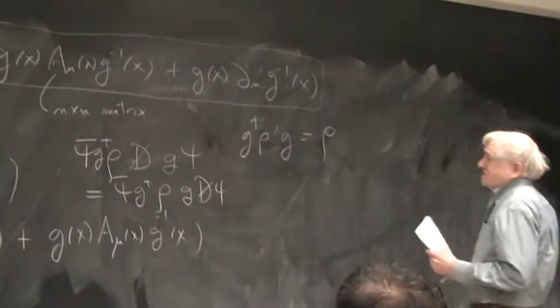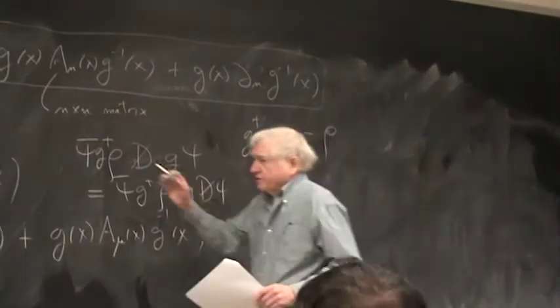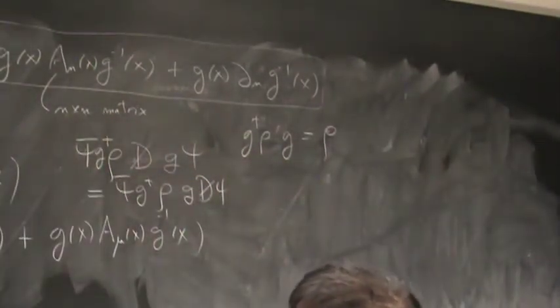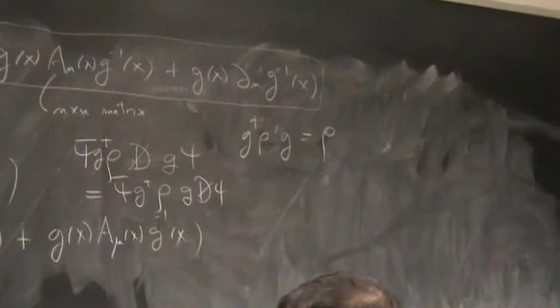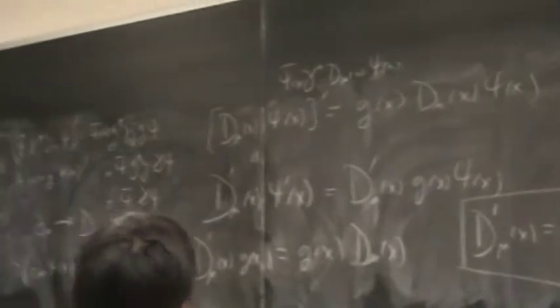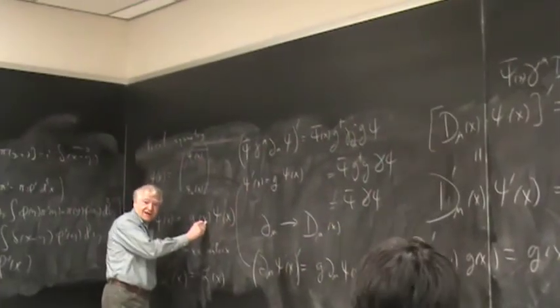All right, let's go to the simplest. So these things are called local symmetries. They're called local because g depends upon space time. Okay.